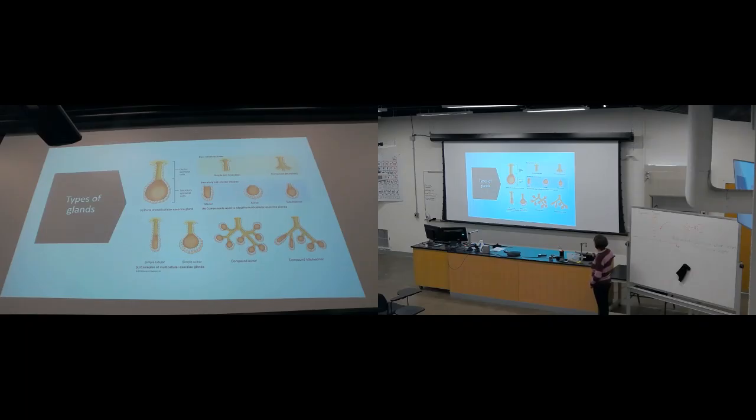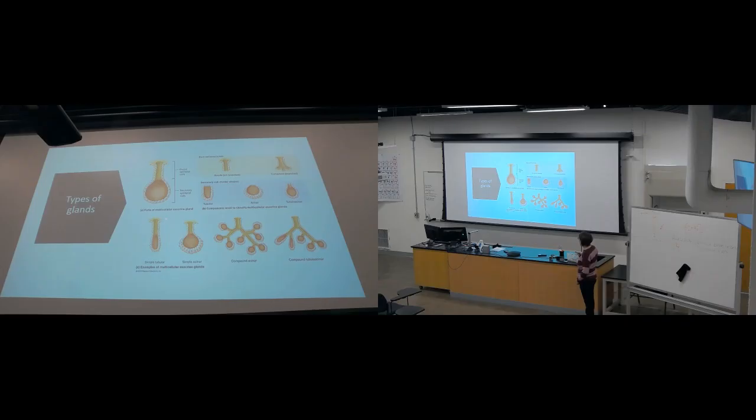Now, based on the duct structures, some glands only have one duct without branches, so this will be called simple. But sometimes the duct can branch, and this is called compound. And then you can combine the duct structure name with the secretory portion name. So in this case, this will be simple tubular.